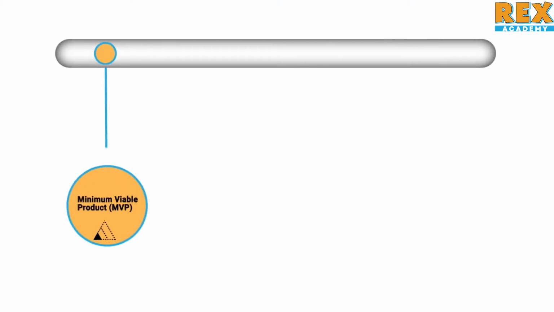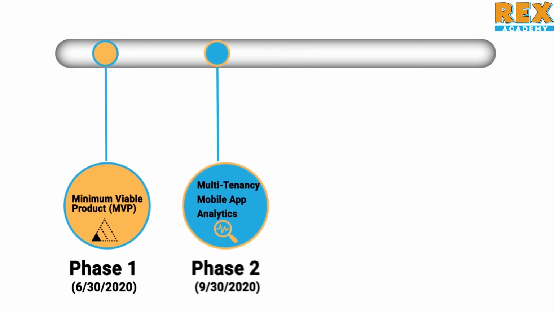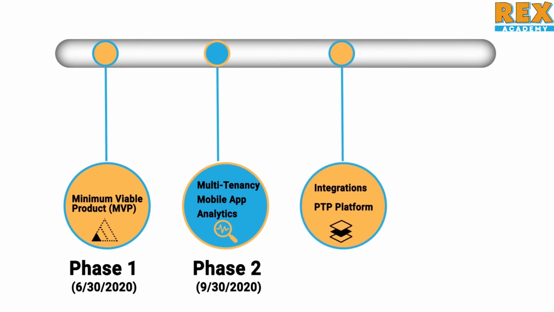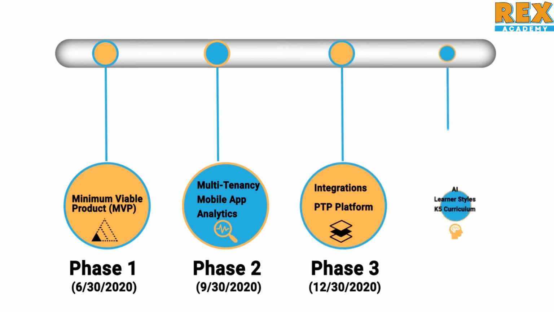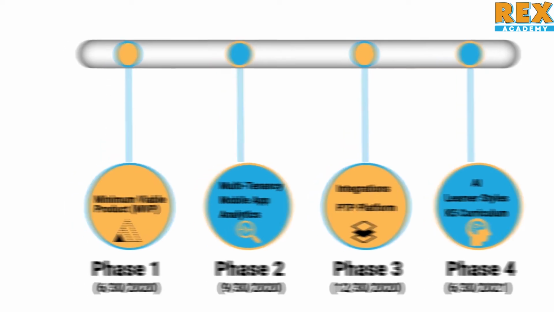Here is our product roadmap. MVP is already done. Multi-tenancy and mobile app by 9:30. Marketplace platform by 12:30. Artificial intelligence by 6:30:21.